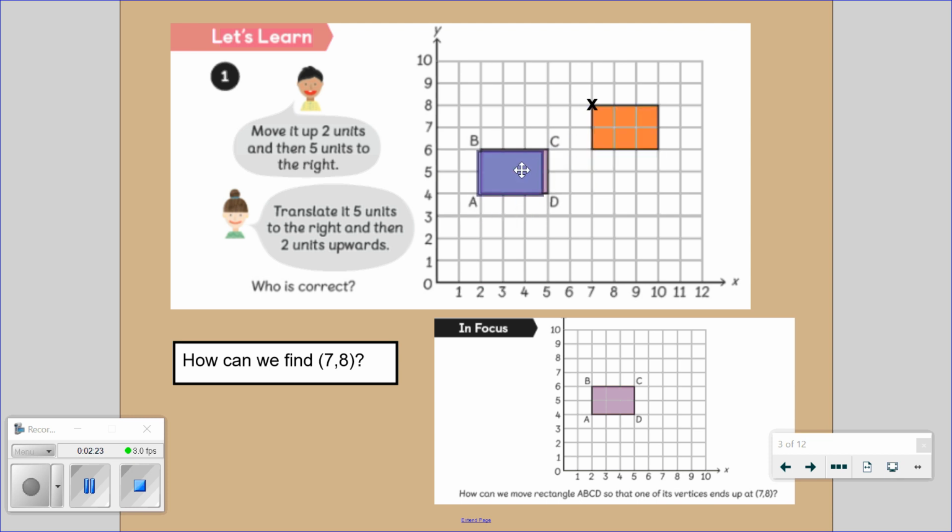Now let's try Emma's suggestion. She says to move it 5 units to the right, 1, 2, 3, 4, 5, and 2 units up, 1, 2. So both of these translations, Emma's and Ravi's, will get us to a position where the B vertex of the rectangle is at 7, 8. Is this the only solution? Could we move the rectangle so that another of its corners ends up at point 7, 8?